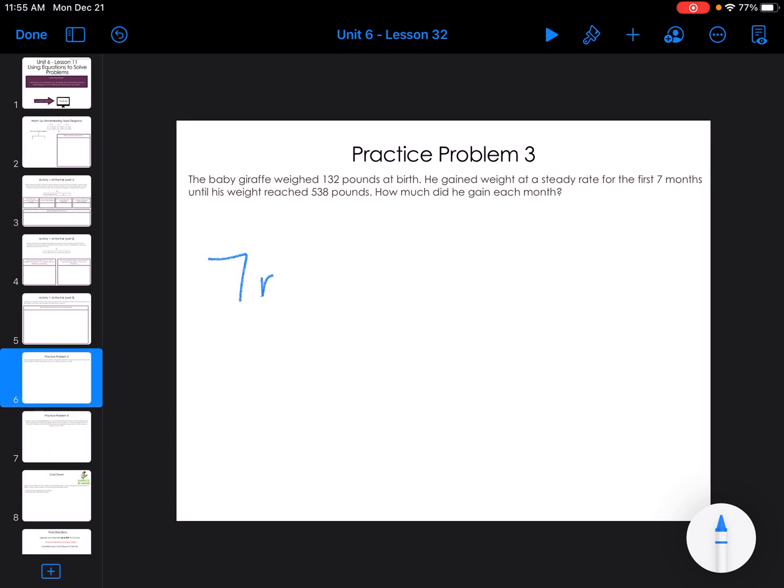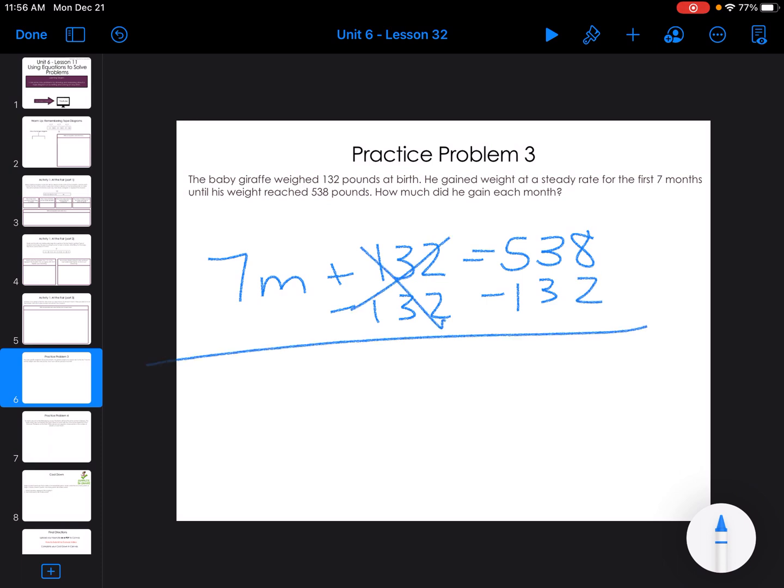So I have 7 months. I don't know how much he gained each month, but I do know when he was born, he weighed 132 pounds. I know that he now weighs 538 pounds. I'm going to 0 out on each side. So he gained 406 pounds in 7 months. Holy guacamole. You would have to eat a lot of food for that.